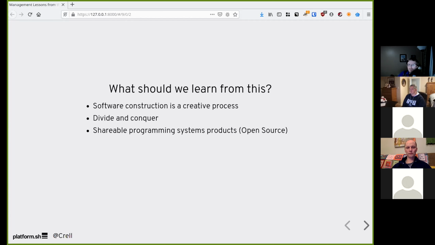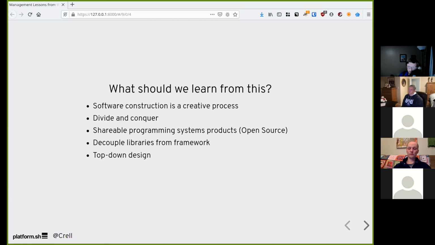Build loosely coupled, decoupled components that you can release as open source or replace with an open source component that you don't have to write in the first place. Which means you want your libraries to be decoupled from your framework as much as possible and put everything together using top-down design. Figure out what your system looks like. Don't just throw code at it until it works. Figure out what your moving parts are, and then start building those moving parts to plug together.